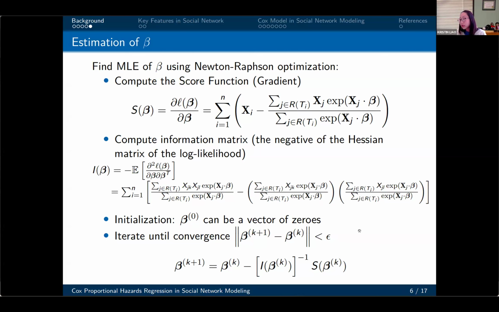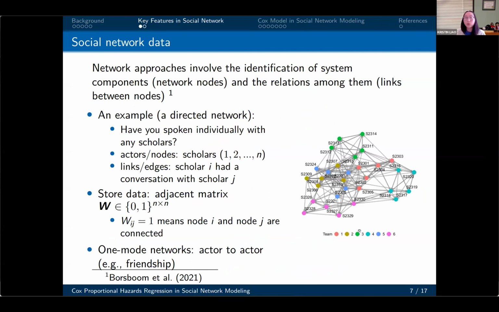And next, we want to introduce the powerful application of the Cox model in social network studies. Thank you, Christine. Before we go deeper, let's review some key features of social networks. Instead of dealing with single variables, a social network works with nodes and edges.